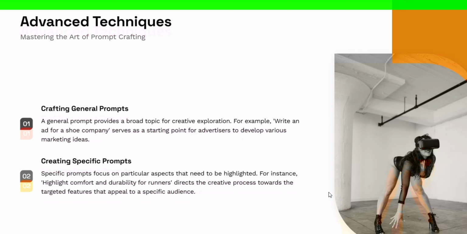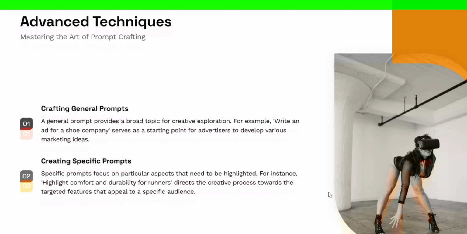So creating specific prompts. Now specific prompts, we have what is called a general prompt. That's the one I just talked about. And before I even move to the specific, you see, you write an ad for a shoe company. That is general. Now you can write specific prompts, focus on particular aspects that need to be highlighted. So we look at it from, you can say, write a 50-word ad highlighting the comfort and durability of athletic shoe for runners. You can see the specifics we are talking about.